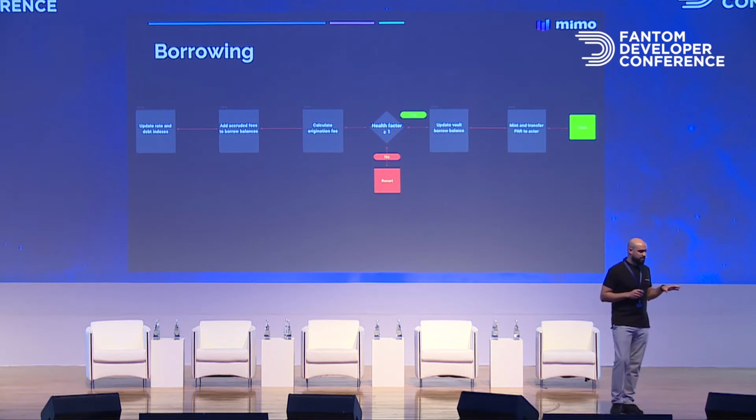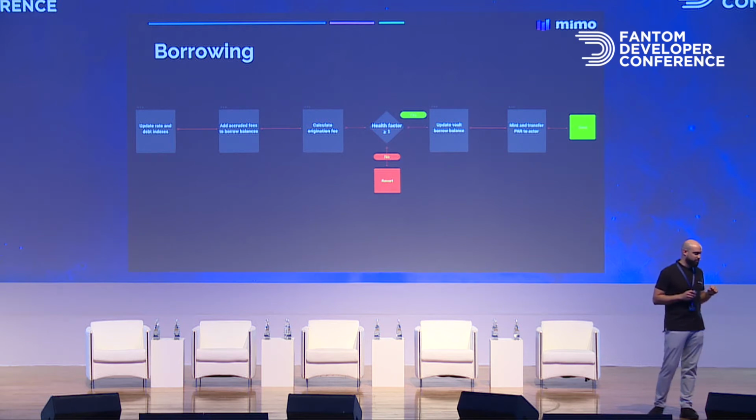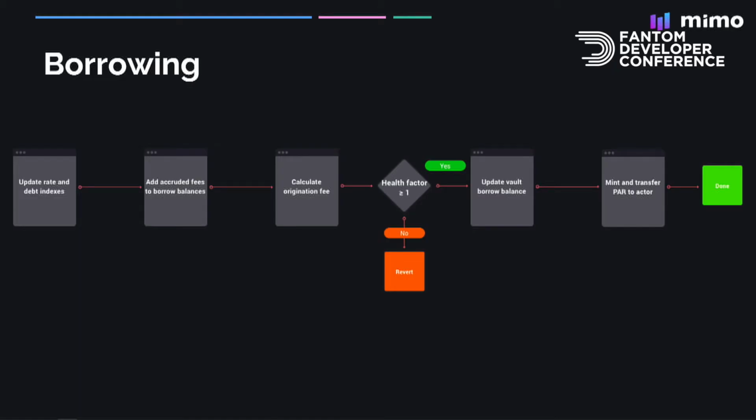So to just recap the borrowing transaction, first, we have to check all the rates, to update all the rates and check all the debt indexes. So we have to make sure that everything is up to date, rates and debt. After that, we can add the fees to the borrowing balance. We calculate the fees, we do the check, and then if everything goes right, we update the borrowing vault, and we can mint the stablecoin, and we can transfer the stablecoin to the user.